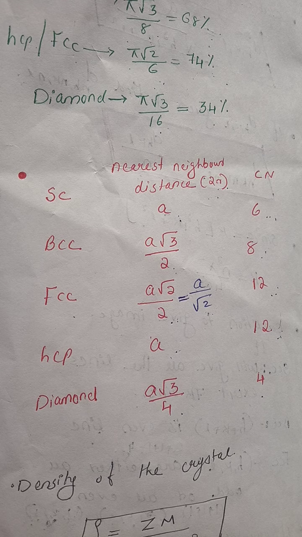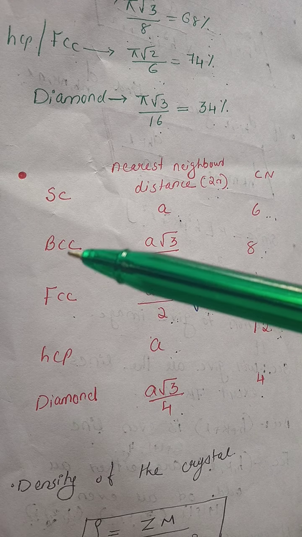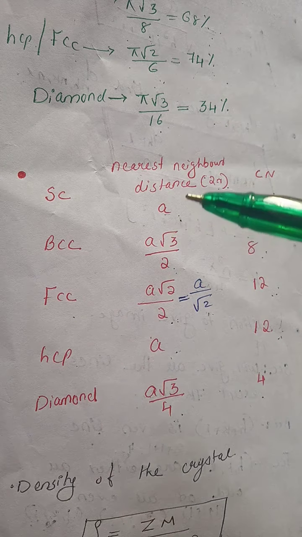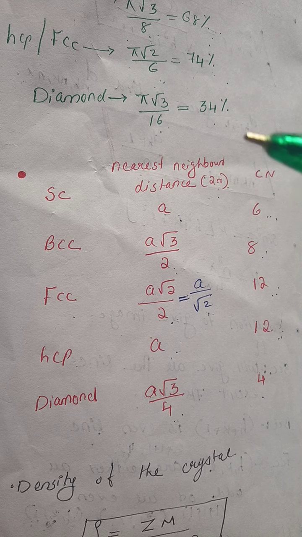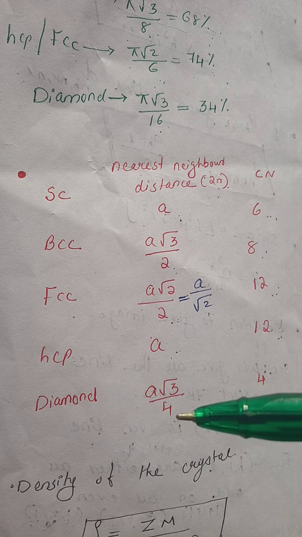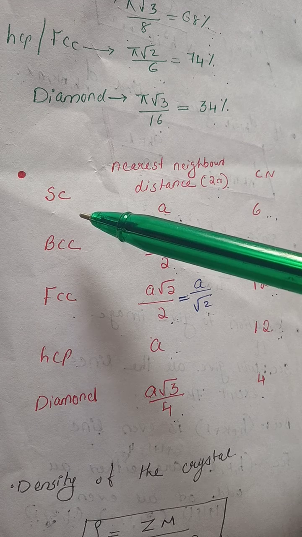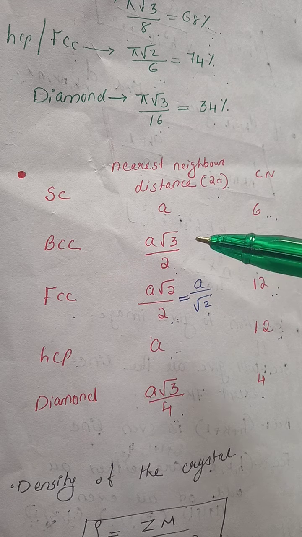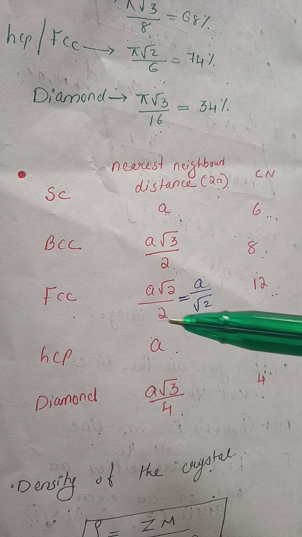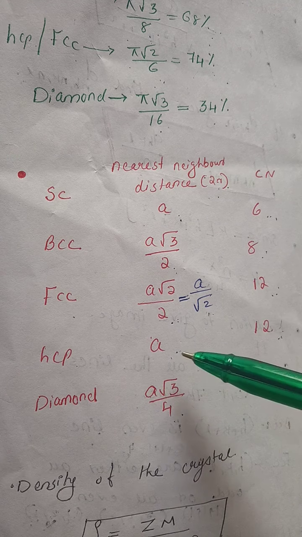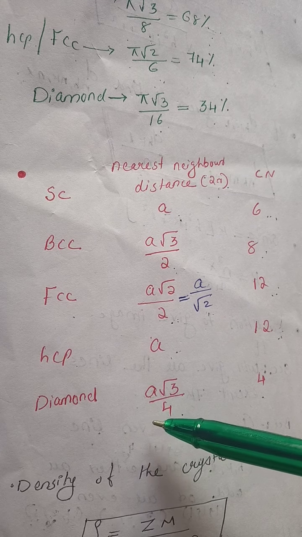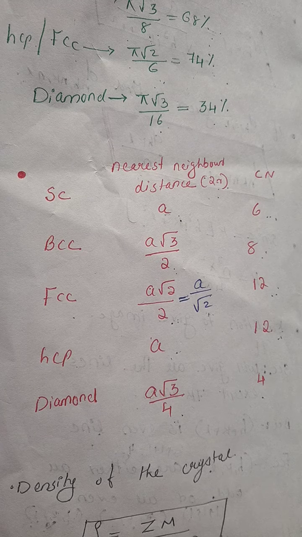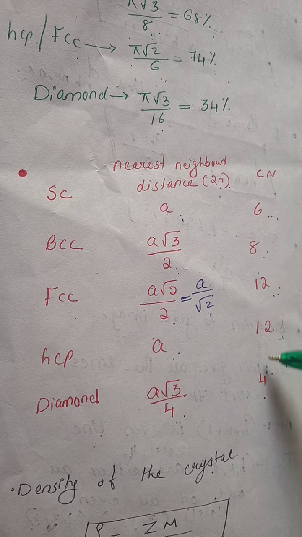Similarly, if they are asked for another system, the nearest neighbor distance or shortest distance can be found out by using this formula. In case of simple cubic, we can find by A. In BCC, A root 3 by 2. In FCC, A by root 2. In HCP, A. In diamond, A root 3 by 4. And here is the coordination number.